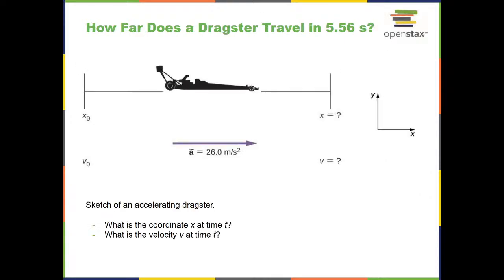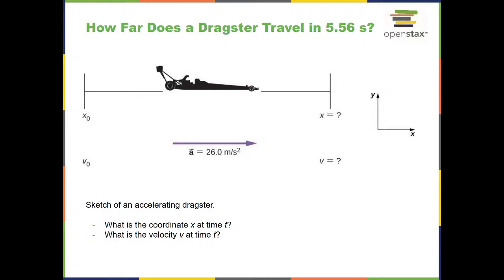Let's start with this example here. We have a dragster, a constantly accelerating car that starts at position x0 with an initial velocity v0, which is 0 because it starts from rest. And the dragster travels for 5.56 seconds at that acceleration. So, first question, what is the coordinate x at time t? After 5.56 seconds, what is the coordinate x here?